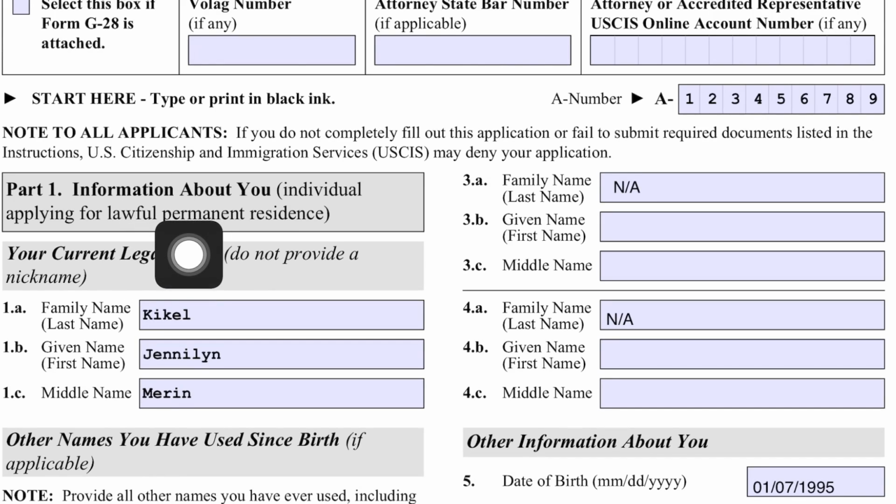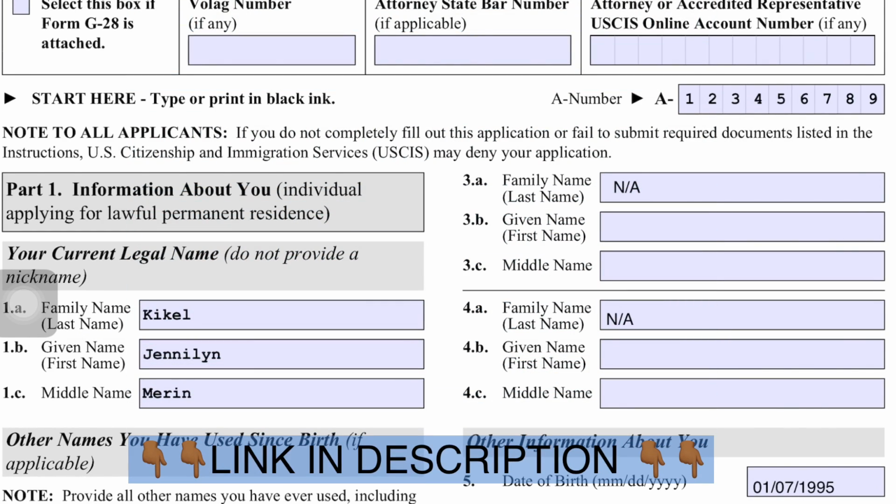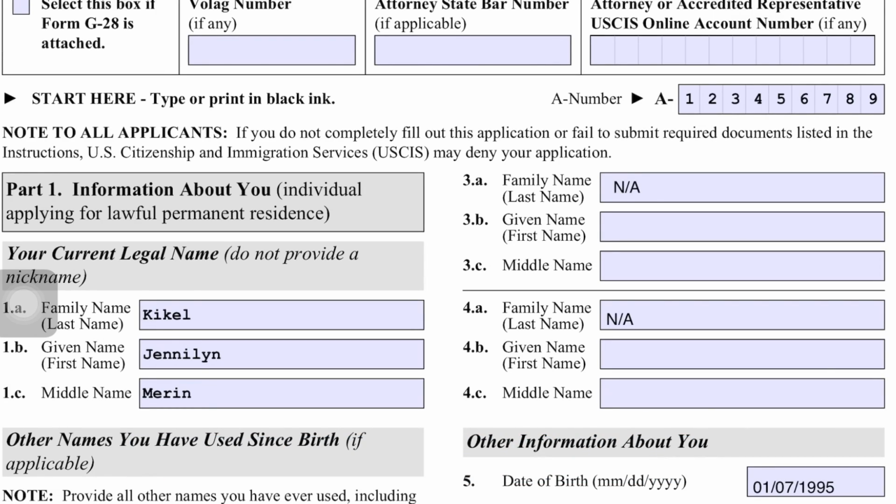So I will be having a different video on all the documents needed for the adjustment of status, including the employment authorization and the travel document, which I will link in my description box below, or I will leave it on the i-card. So first, Part 1, information about you, the beneficiary, which is us who applied for the K-1 visa.